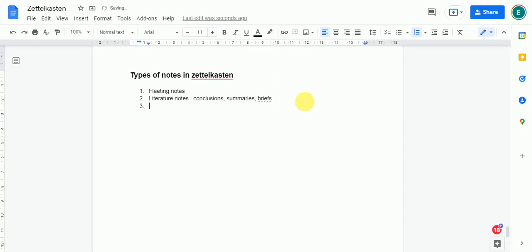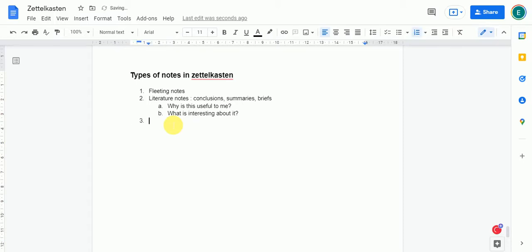So when we write literature notes, we need to ask two questions. Why is this useful to me? And what is interesting about it? After answering these questions, you will be able to write down your conclusions, summaries and briefs based on your own ideas, but on the basis of information from another person.